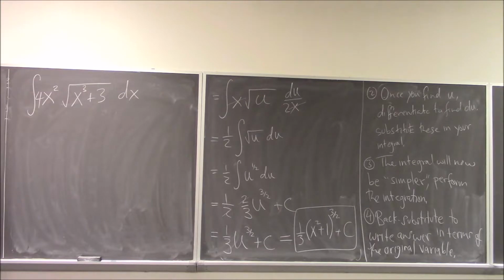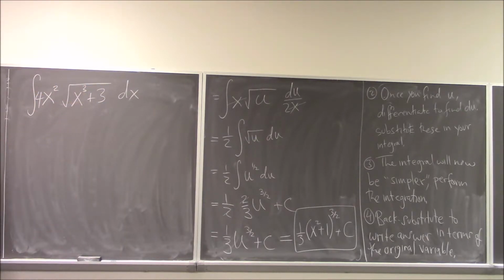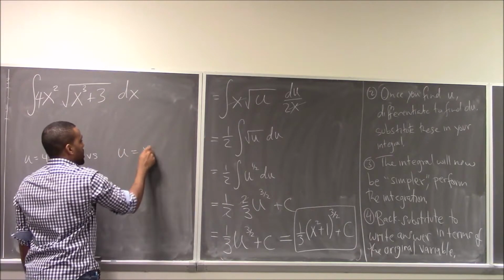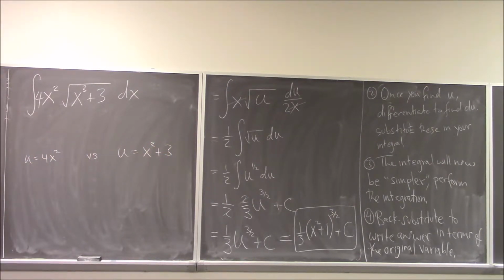But now we have a couple of things that seem complicated. We have the 4x squared and we have the x cubed plus 3. So u equals the 4x squared might be an option, versus u equals the x cubed plus 3. Now what do you think is the better option to substitute? Yeah? X cubed, because the derivative is x squared. Right, x squared in it.